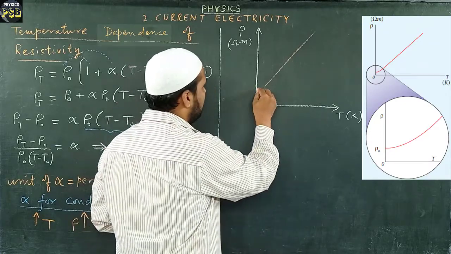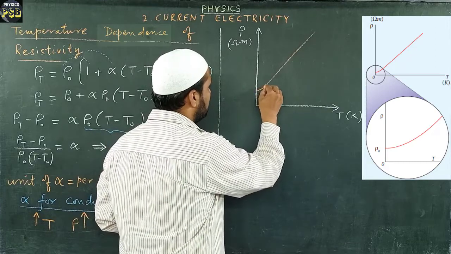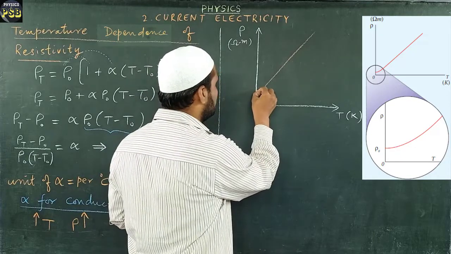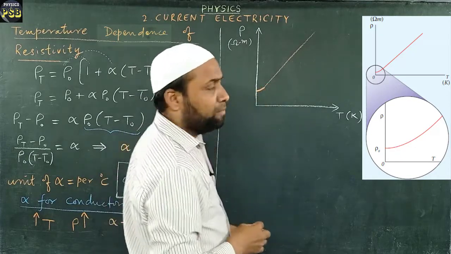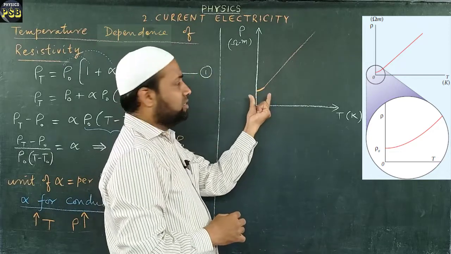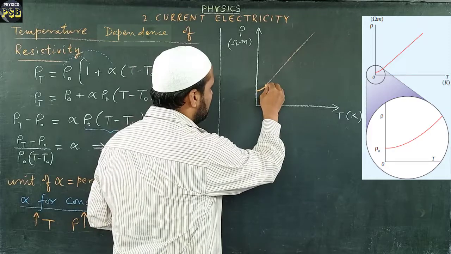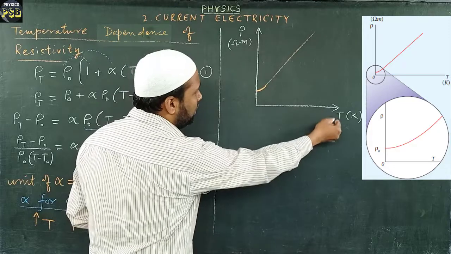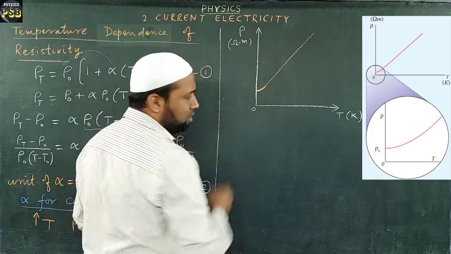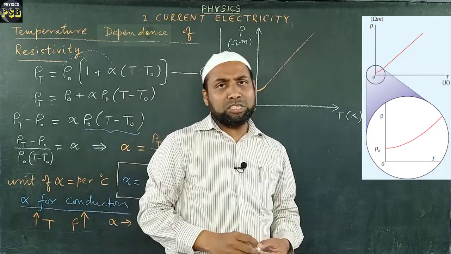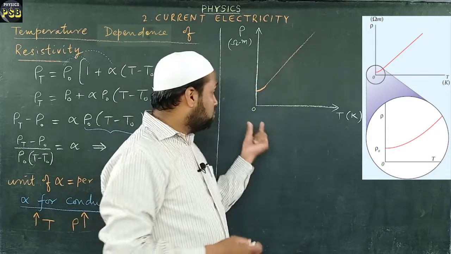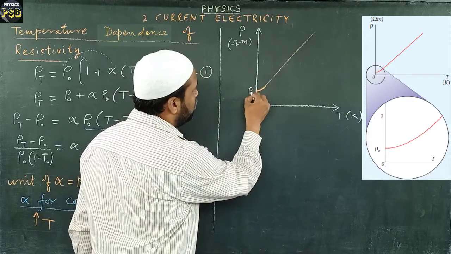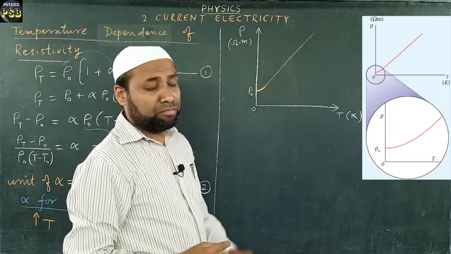At very low temperature, it shows non-linearity. It is not straight. You can say it's slightly bent here. It's slightly curved here. This non-linearity is shown at low temperature. And it is observed that when temperature is 0 Kelvin, we call it as absolute 0. At absolute 0, the resistivity becomes rho naught. It becomes finite, very small.